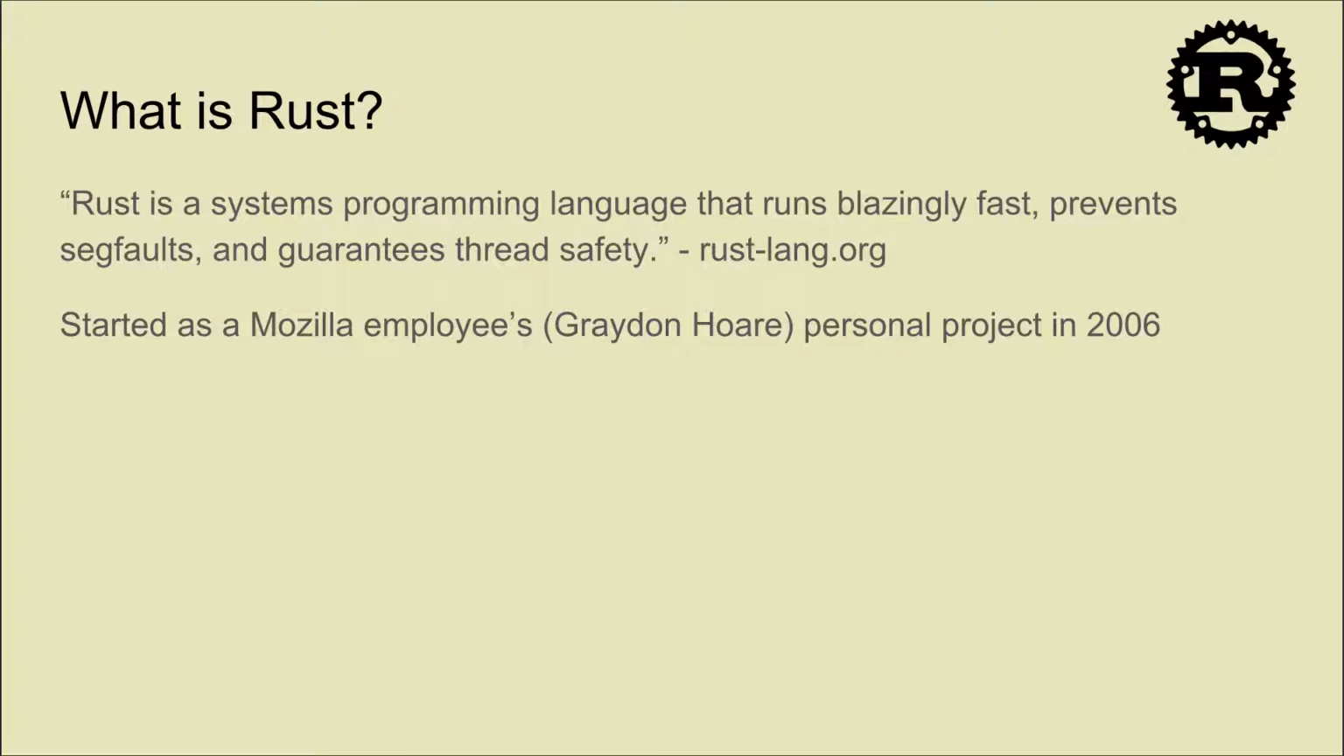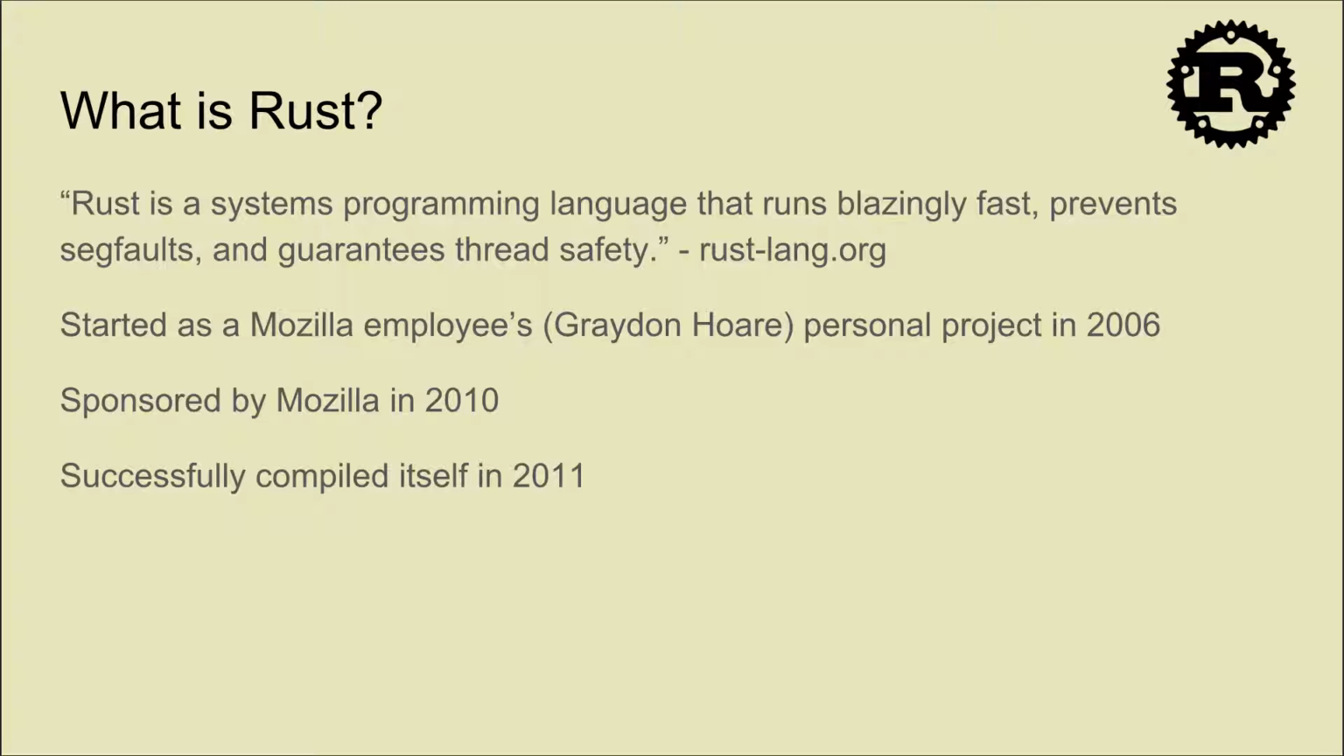It started as a Mozilla employee's personal project in 2006. It was this guy, Graydon Hoare, who started it, and it was sort of just a pet project of his until in 2010, Mozilla officially sponsored it as a language that they wanted to push forward with. And the Rust compiler successfully compiled itself in 2011, which is kind of the really core birthplace, I feel, of a compiled language.